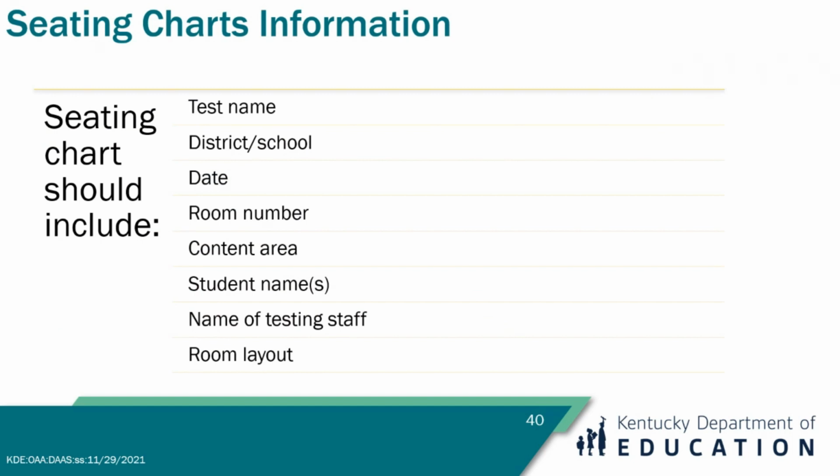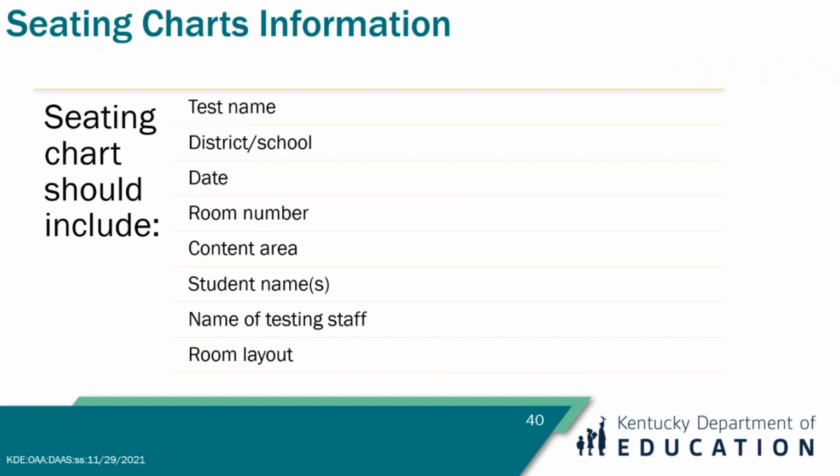So what information must be included on the seating charts? The test name, district and school names, the test date, room number, content area being tested, all the student names, names for all testing staff in the room, and the room layout. The student names should be placed on the appropriate places on the room layout. Some indicate where the student is absent from a seat on the chart.